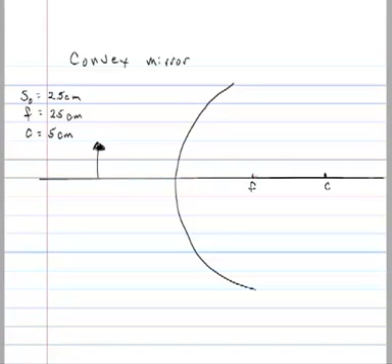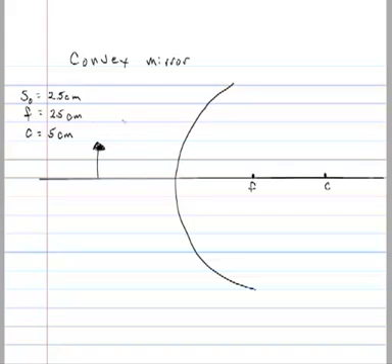Very quickly, we have the optical axis. You have your focal point, which is half the distance from the center of curvature. This is 2.5, therefore the center of curvature is 5. And our object is in front of the mirror, at a distance of 2.5 centimeters in front of the mirror.